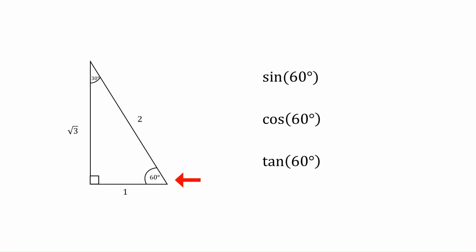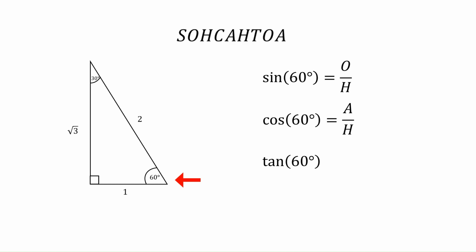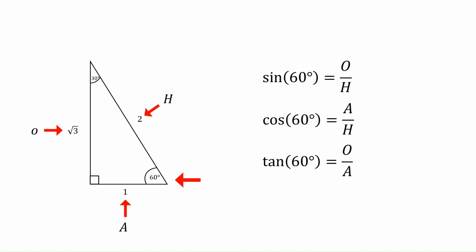Again, considering SOHCAHTOA, we know that sine is the opposite over the hypotenuse, cosine is the adjacent over the hypotenuse, and tan is the opposite over the adjacent. As our angle is 60 degrees, our opposite will be the square root of 3, the adjacent will be 1, and the hypotenuse is, of course, 2. Plugging these in, we get these as the following exact values. And just like that, we've worked out 3 more exact values.